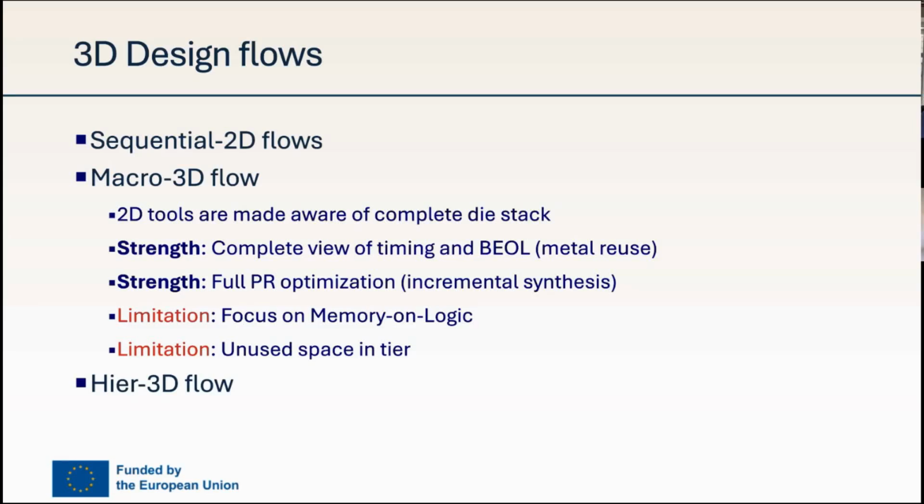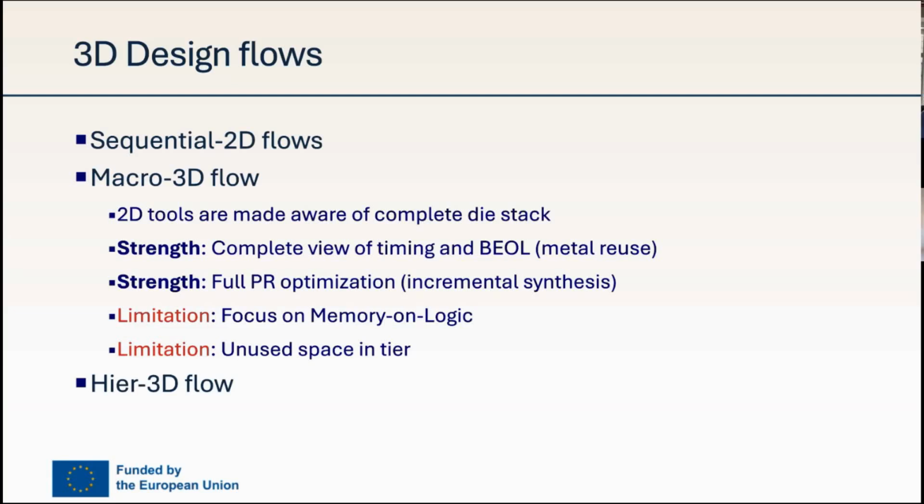First is that this approach is limited to cases where we have large IPs, like, for example, when we are working with memory on logic. And also that it is very common, if the two tiers are not perfectly 50%, that some area in some of the tiers will be wasted. Our solution for that is hierarchical 3D flow.